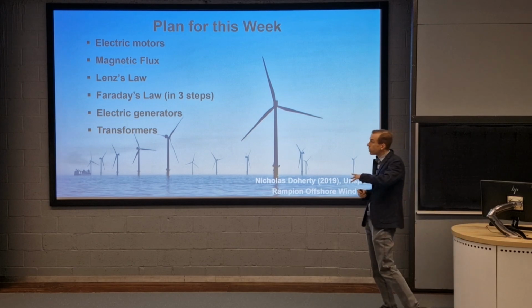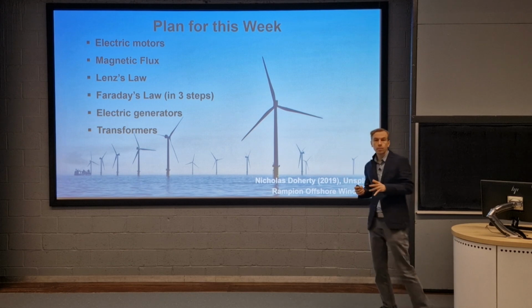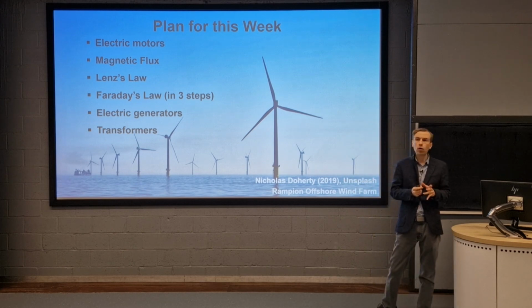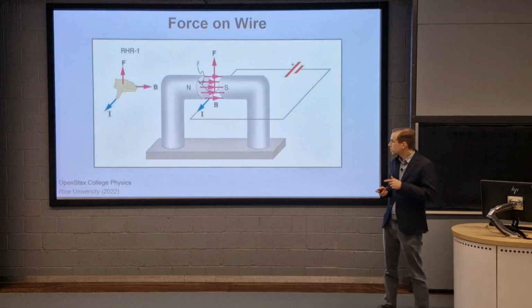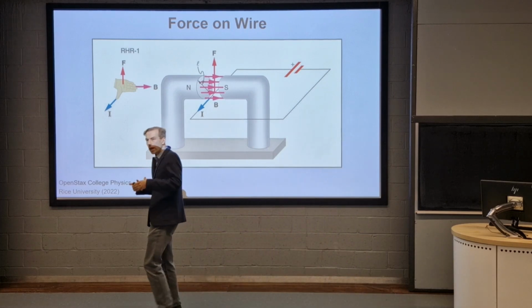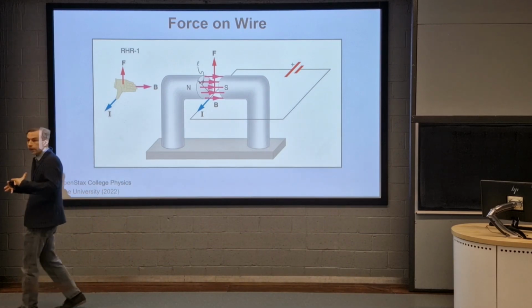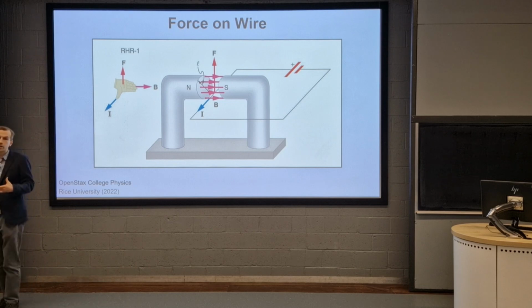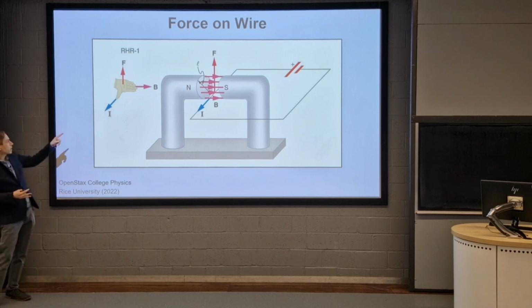Okay, now that's out of the way, let's start with a bit of a recap of what we saw last week and see how it applies when we're thinking about electric motors. So last time, one of the big things we saw was the relationship between the magnetic field, current and force. And we saw this right-hand rule here.